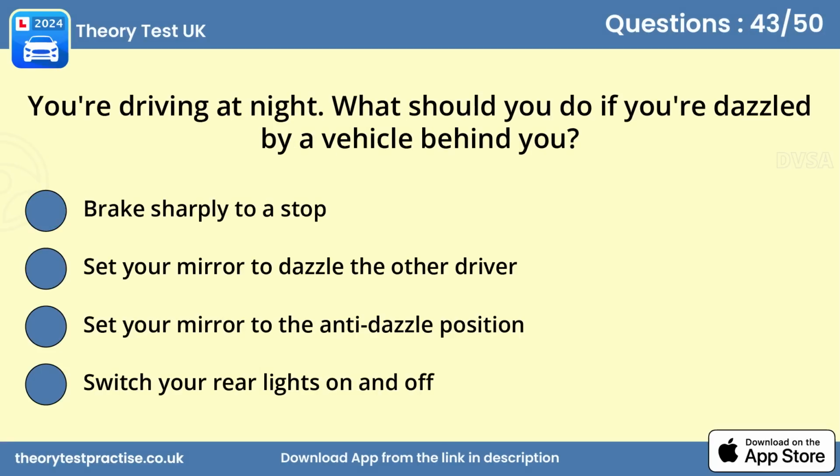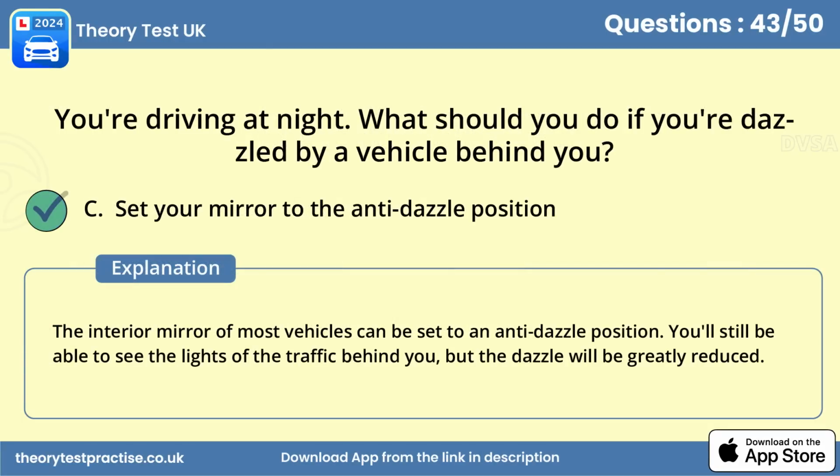Question 43. You're driving at night. What should you do if you're dazzled by a vehicle behind you? C. Set your mirror to the anti-dazzle position. The interior mirror of most vehicles can be set to an anti-dazzle position. You'll still be able to see the lights of the traffic behind you, but the dazzle will be greatly reduced.